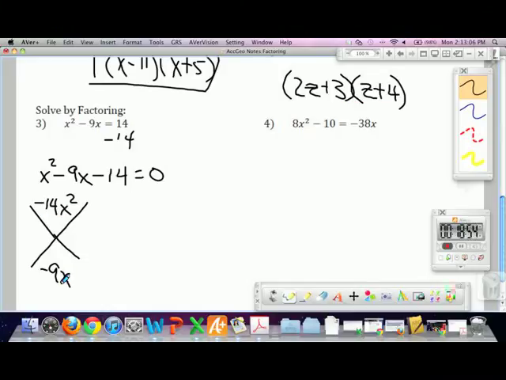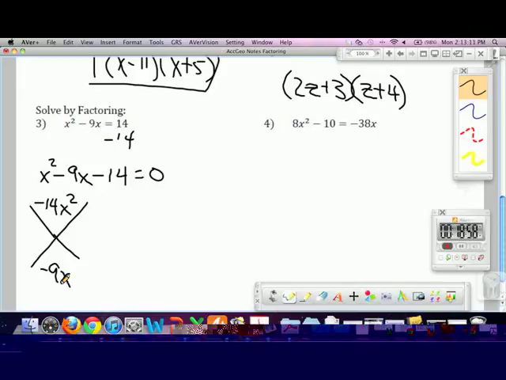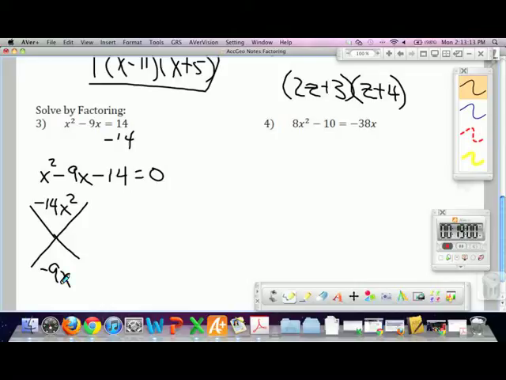What we can do to make this problem actually solvable, as your teacher here, we're going to fix this little typo that I probably didn't want to have in there and change that to a negative 14 to begin with. So we'll add 14 to both sides. So this would be positive 14x squared. And now we can solve this. What numbers multiply to positive 14x squared but add up to negative 9x?